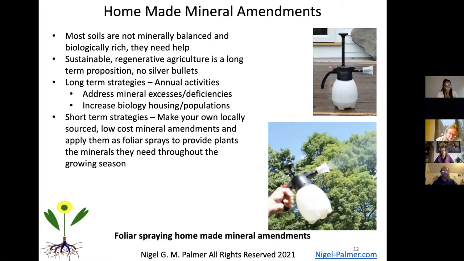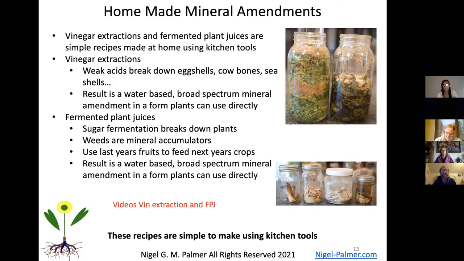So what I'm going to focus on now is the ability of us to make locally sourced, low-cost mineral amendments and apply them as foliar sprays to the plants to give them the minerals that they need throughout the growing season. Two of the recipes that I put forward in my book are vinegar extractions and fermented plant juice. And these are amazingly simple recipes that you can make at home. I call it kitchen chemistry, so you're using kitchen tools that are very simple and making these things.